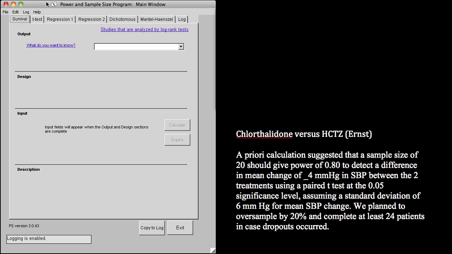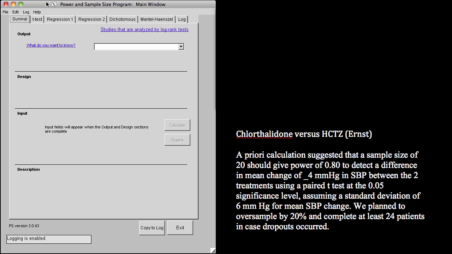this is a priori calculation, which means it was done before the study was conducted, suggested that a sample size of 20 should give a power of 0.8. Remember, that's 80% power to detect a difference in a mean change. That's the minimal clinical difference right there of 4 millimeters of mercury, looking at systolic blood pressure, between the two treatments using a paired t-test at the 0.05 significance level. So you see the statistical test there, and then the 0.05 is the alpha.